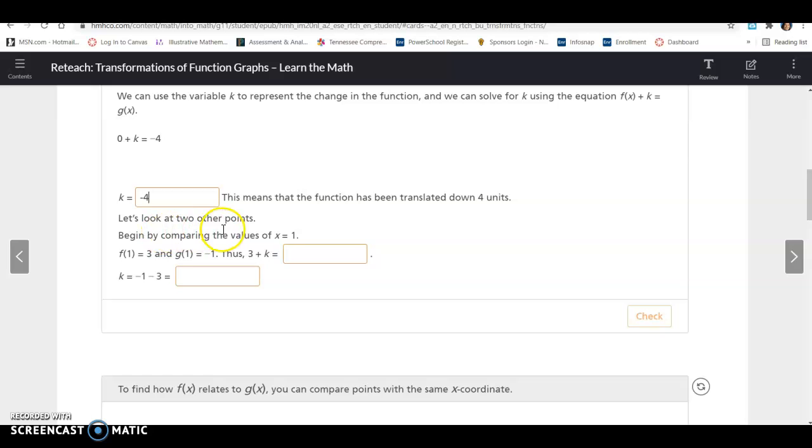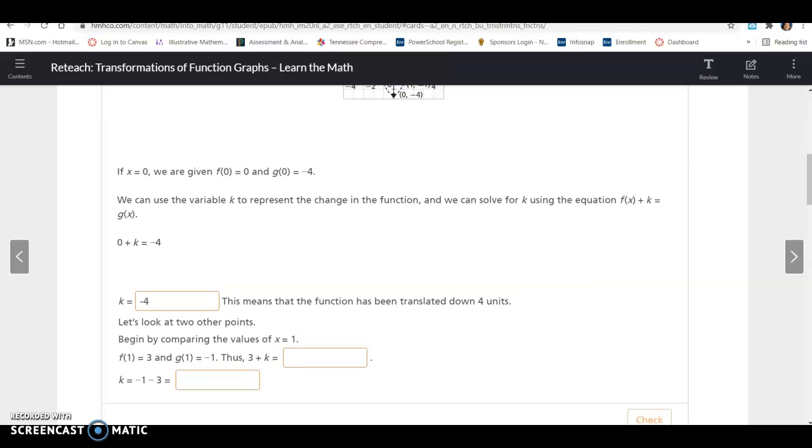Let's look at 2 other points, beginning by comparing the values at x = 1. It says f(1) is 3 and g(1) is -1. So 3 + k, again k is -4. 3 + k = -1. And then k = -1 - 3. If you combine those, we get -4.